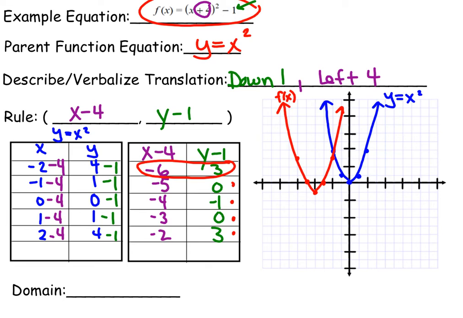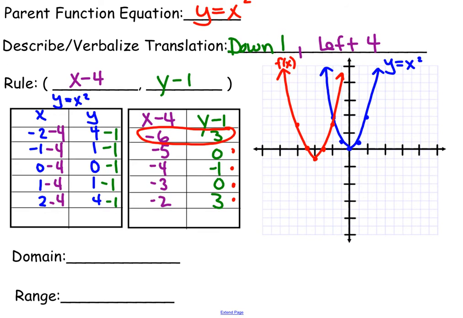Now we identify the domain and the range. The domain for all functions for the quadratic is negative infinity to positive infinity, all real numbers. The range of values, I'm going to go ahead and create a horizontal line here at y equals negative 1. So everything from negative 1 and up is going to be our range of values for y. So the domain, negative infinity to infinity, the range y is greater than or equal to negative 1.